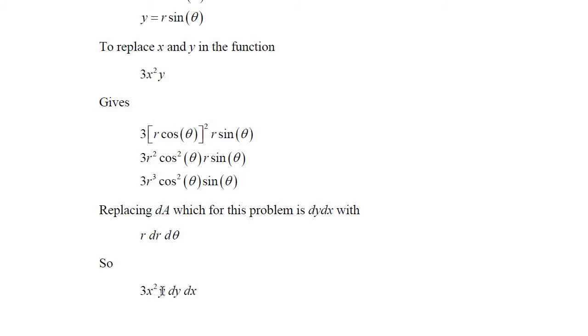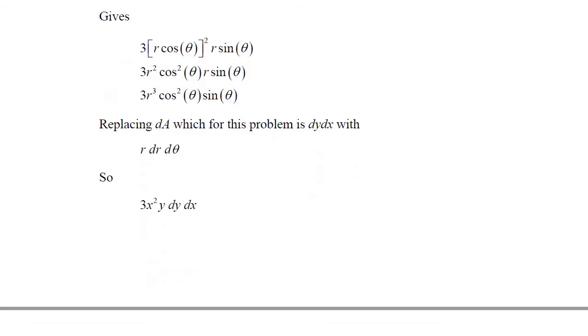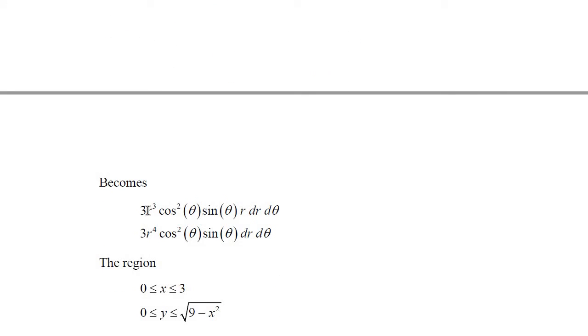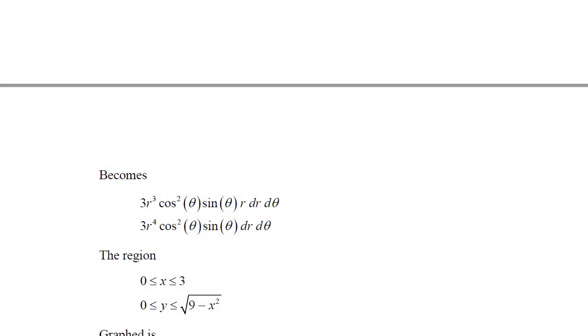So my 3x squared y dy dx is going to become 3r cubed cosine squared times sine times another r dr d theta, which simplifies to 3r to the fourth cosine squared theta sine theta dr d theta. I now have to take this region.